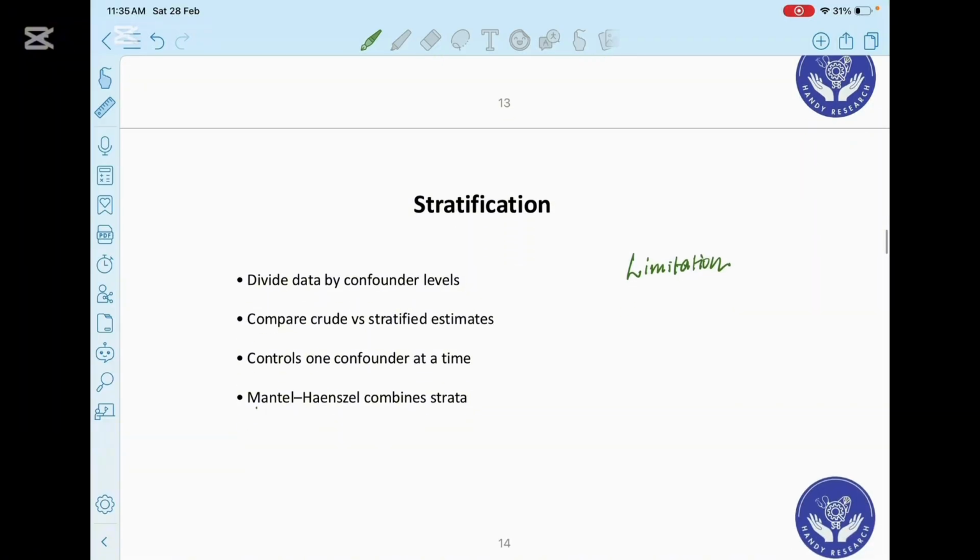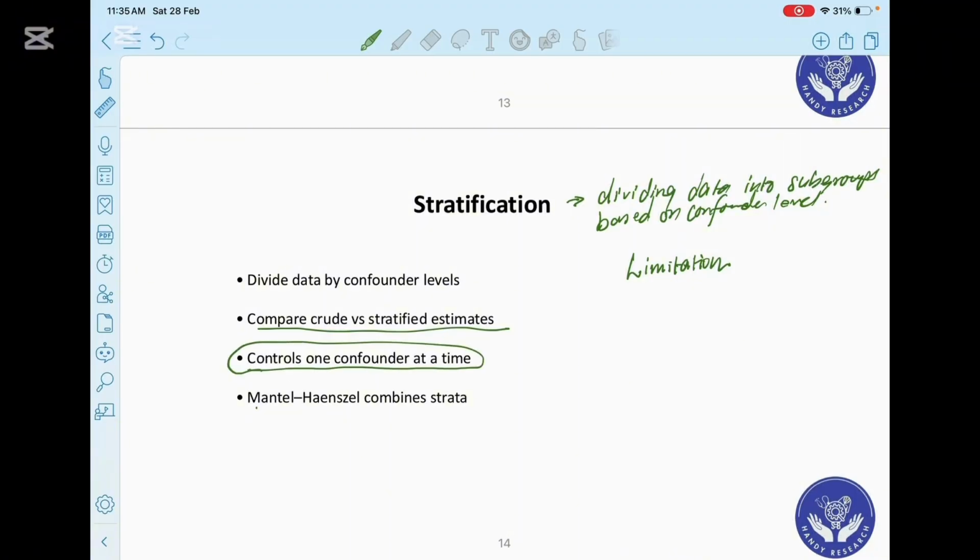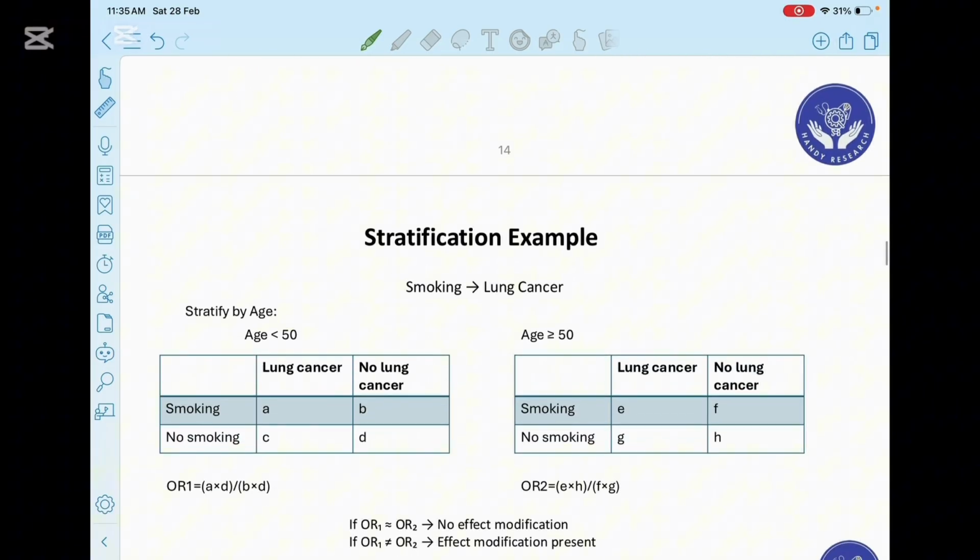What is stratification? Stratification means dividing data into subgroups based on confounder level. It compares the crude versus stratified estimates and controls one confounder at a time. So let's understand through an example. Let's suppose smoking causes lung cancer. This is our study, and we stratify age less than 50 in one group and age greater than 50 in another, and calculate the association separately in each age group. If the crude association differs from the age-stratified association, confounding exists.